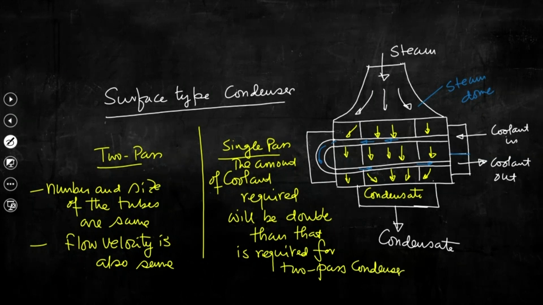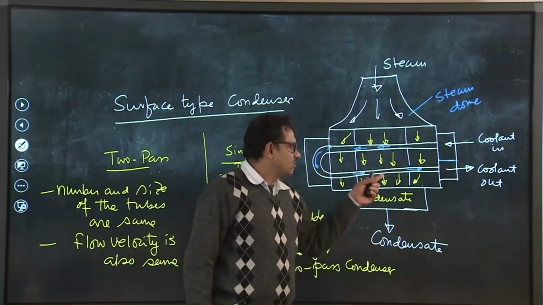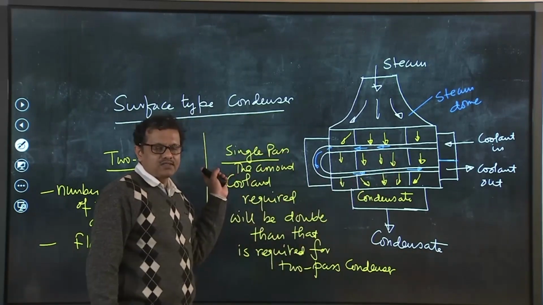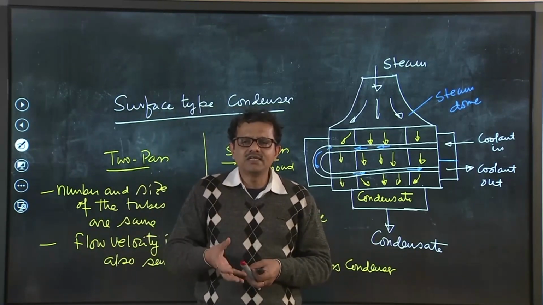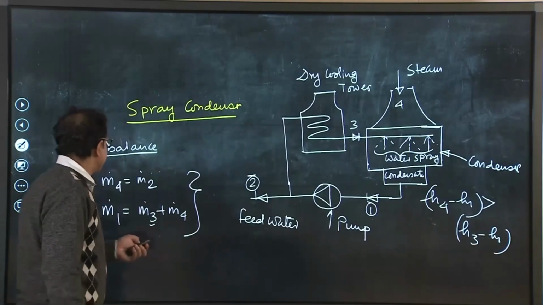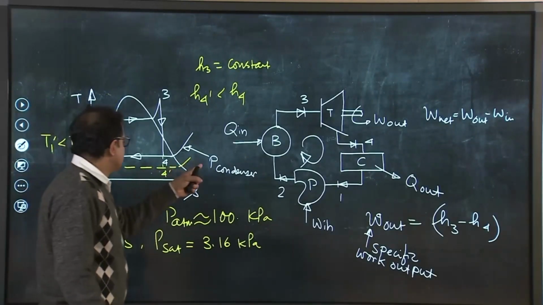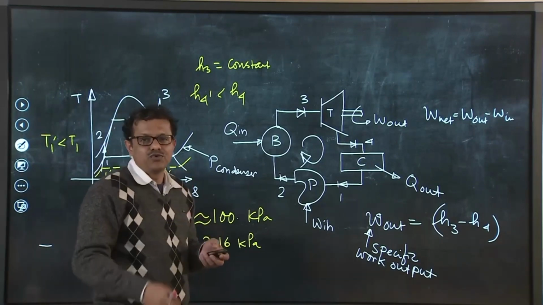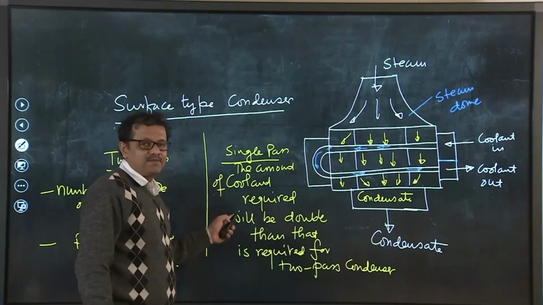So, this is the disadvantage, but the advantage is that for a single pass the rise in temperature of the coolant will be half that of the 2 pass. If the rise in temperature of the coolant is less, then we can reduce the turbine back pressure, we can reduce the condenser pressure, and if we reduce the condenser pressure, then looking at the schematic TS diagram, we can understand that the specific work output will be more. So, this is the difference between 2 pass and single pass condenser.